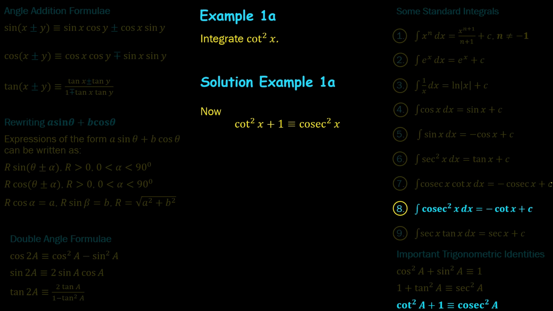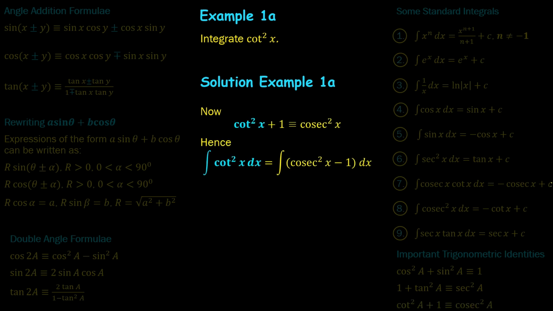So let's try using this identity first. Cot squared x plus 1 is identical to cosec squared x. We can now rewrite the integral of cot squared x dx as the integral of cosec squared x minus 1 dx. This is equal to the integral of cosec squared x dx minus the integral of 1 dx.